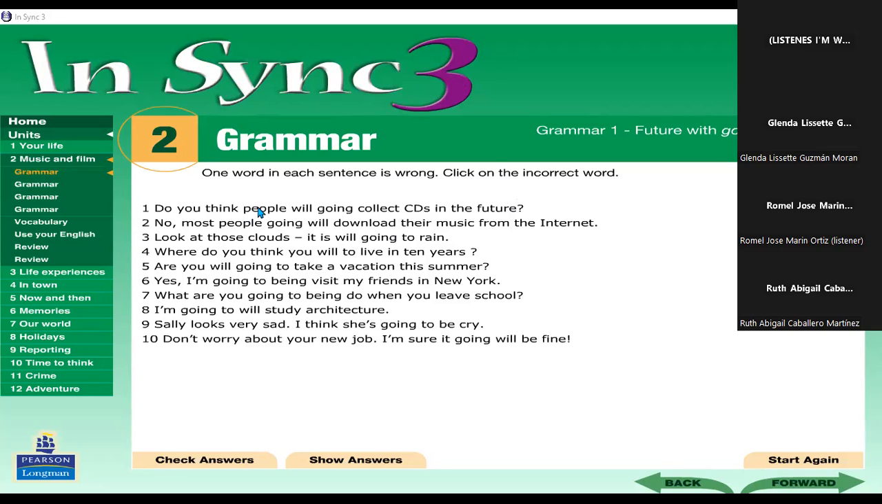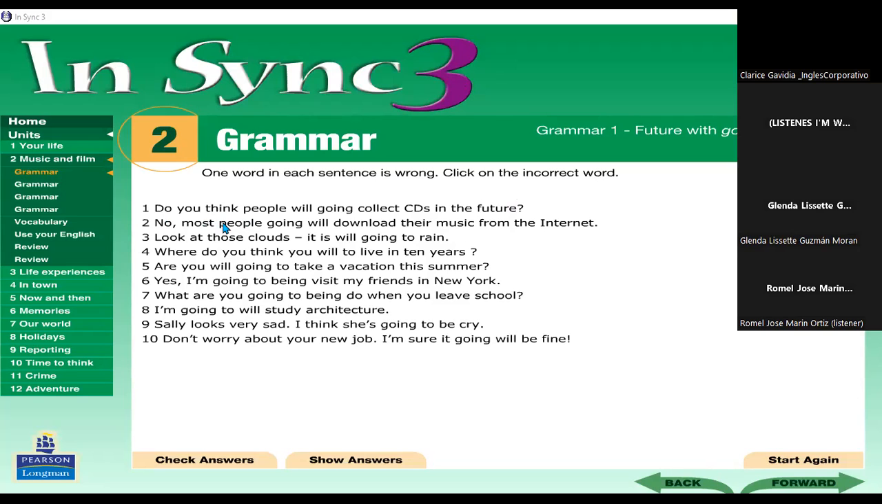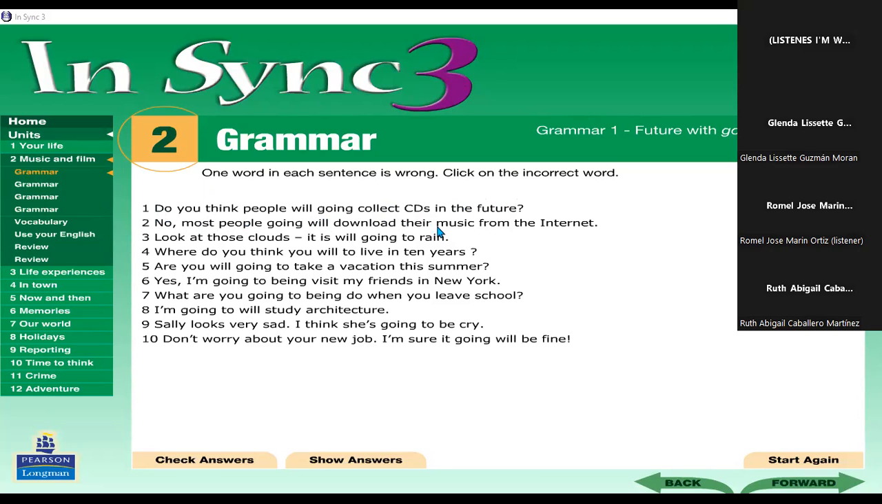Thank you so much. Now, in the number one, what do you think is the error? What do you think is the mistake in the number one? What is the problem with that? So one word in each sentence is wrong. So you have to tell me what is the incorrect word, right? In the number one, you have one word that is incorrect. Can you tell me what the incorrect word is, please? ¿Cuál piensan que este... ¿Qué es lo incorrecto? Pueden equivocarse, no hay problema. Así aprendemos.